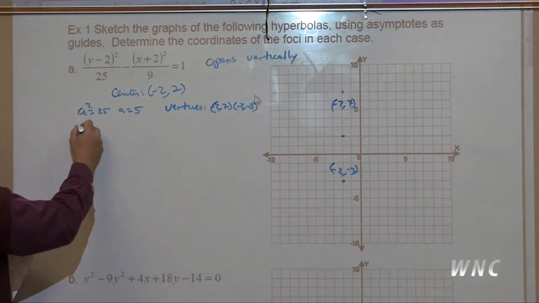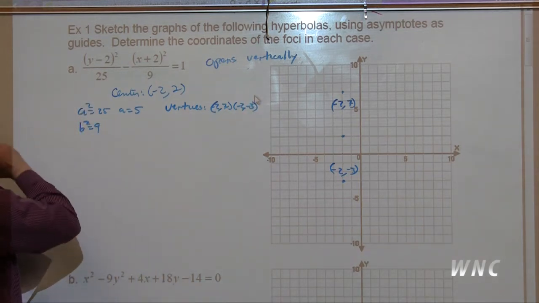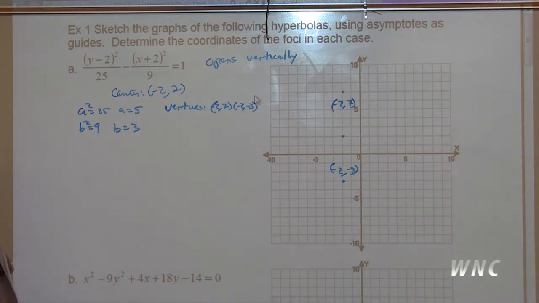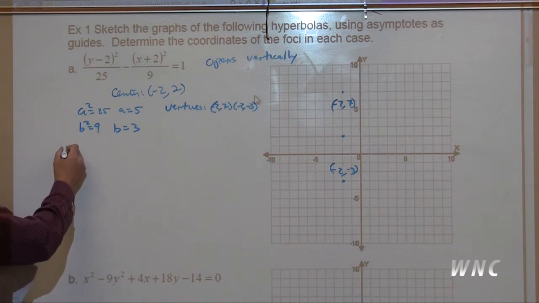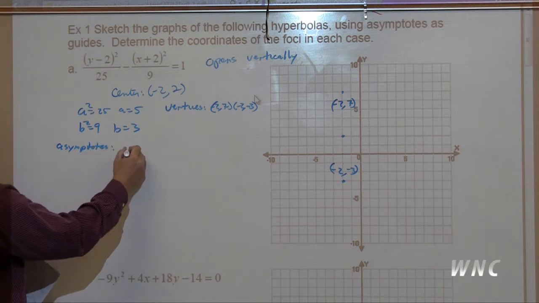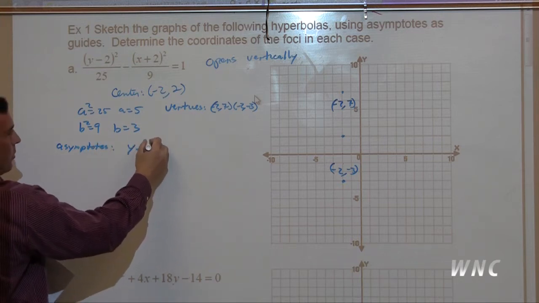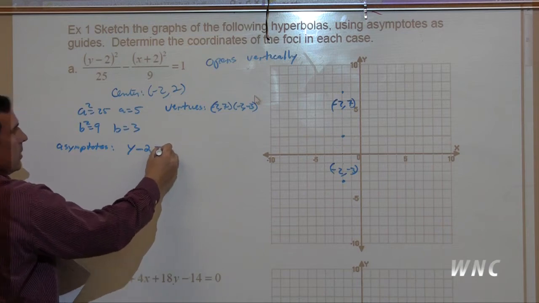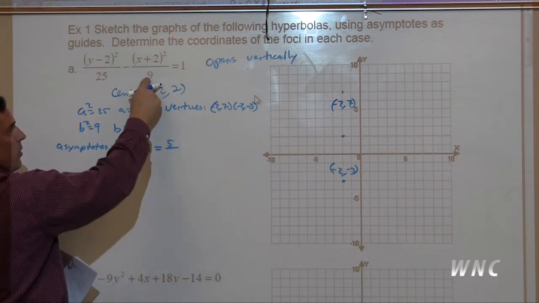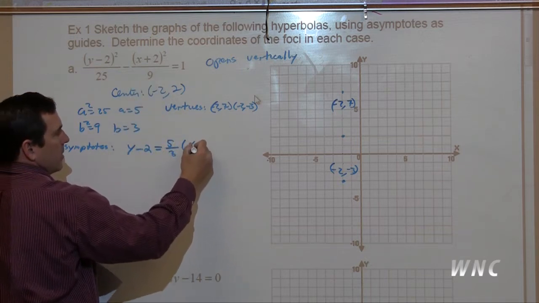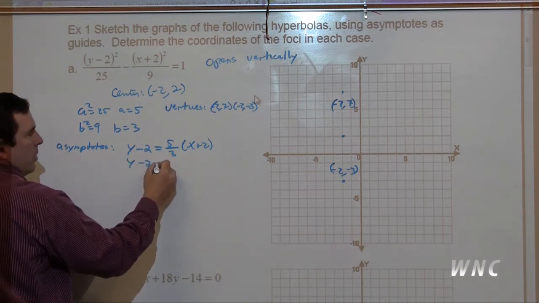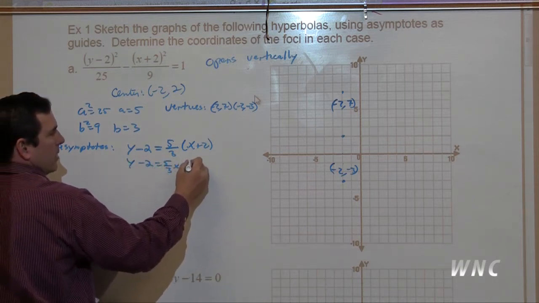Remember, our a is 5. Our b squared is 9, so b would be 3. So if we look at the asymptotes, it's going to be y minus 2 equals the square root of the number under the y, which is 5, over the square root of the number under the x, which is 3, times (x plus 2). So y minus 2 equals 5/3 x plus 10/3.